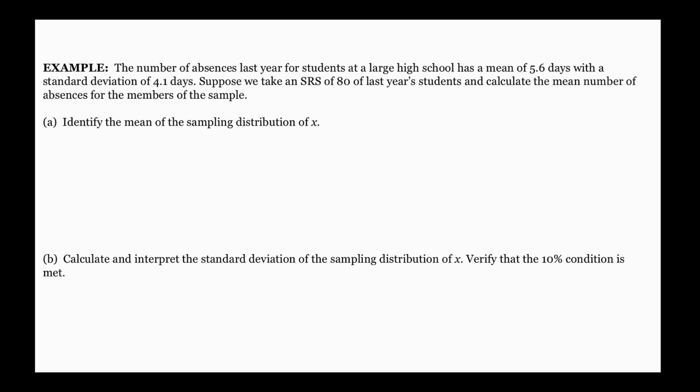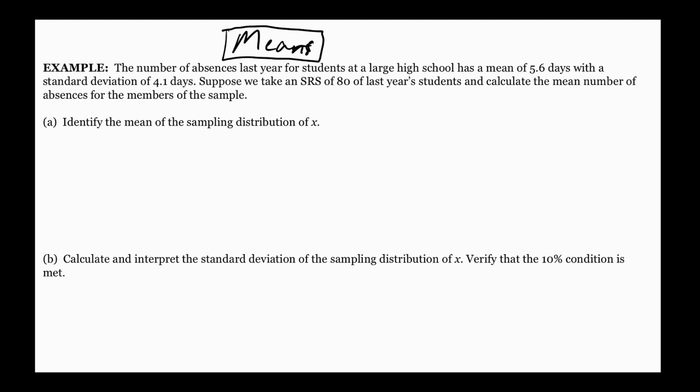Okay, so does this fall into a proportions or means question? You see a lot of means, right? A mean of 5.6, standard deviation of 4.1, and calculate the mean number of absences. A lot of means. That means we have averages, so it's a means question. A lot of the steps are the same, but some of the steps are different. We're still going to use the same steps we did earlier for proportions. The only difference is some of those steps are a little tweaked.